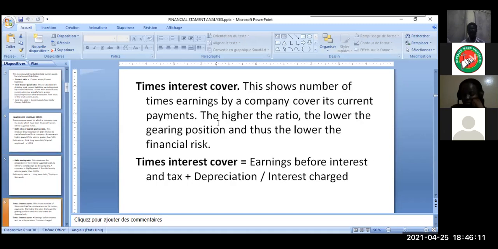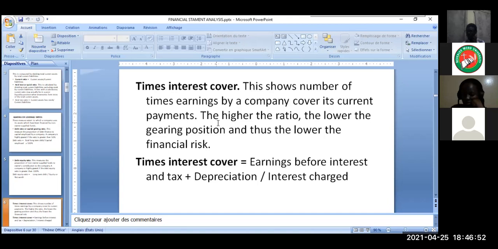Okay. Now we also need to calculate times interest cover, under gear ratio. This shows the number of times earnings by the company cover its current payment. So how many times? The higher the ratio, the lower the gearing position, the lower the financial risk, and it is understandable. So times interest cover is calculated by taking earnings before interest and tax plus depreciation.